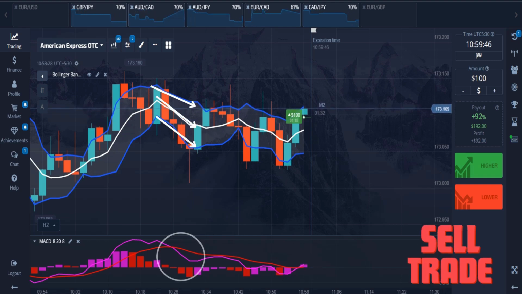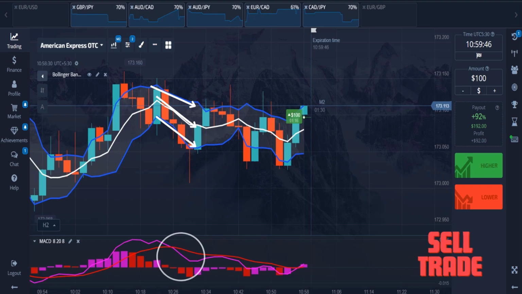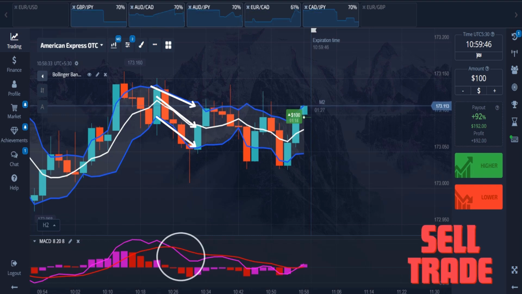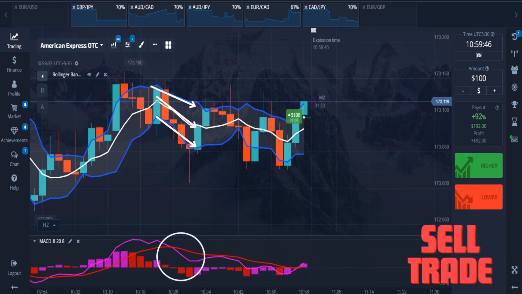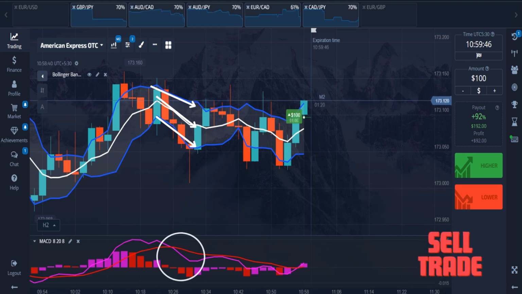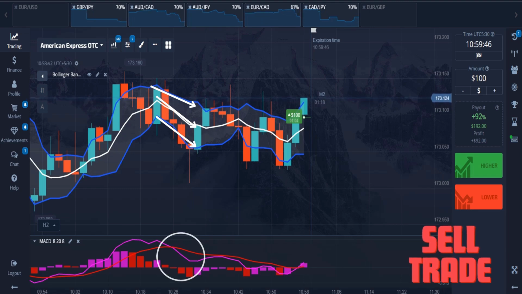For a sell trade, when the red MACD line crosses the blue line and moves upwards, the MACD red graph line starts forming below the zero line. The slope of all three Bollinger Bands is downwards. This is the perfect time to place a sell trade.